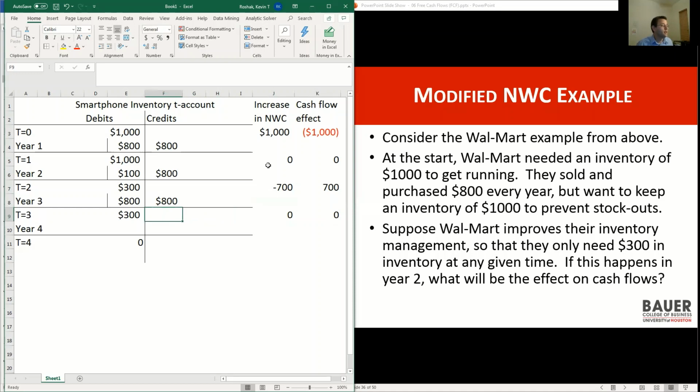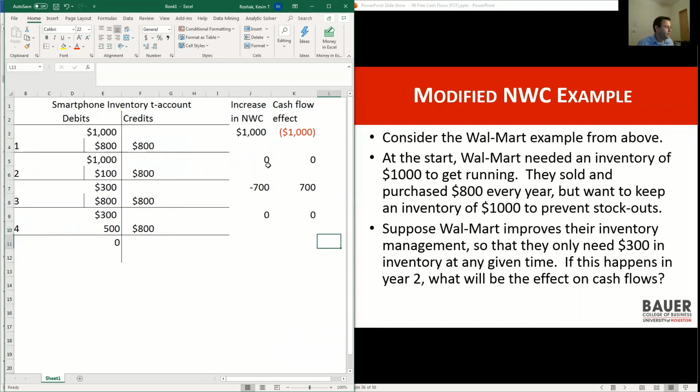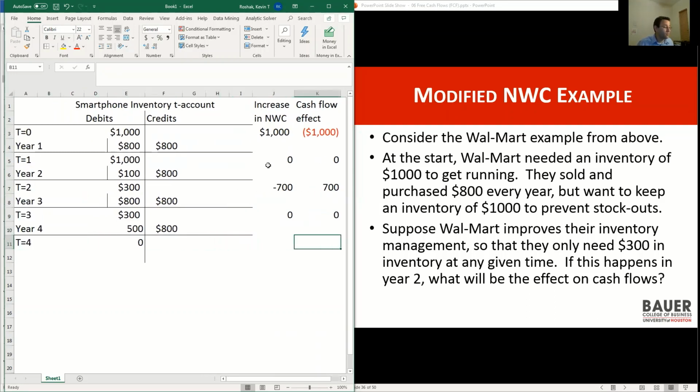Okay. And then finally, in year 4, they're still going to liquidate everything. So you have 300 to begin with, and you're just going to sell that 300. Or maybe you sell the 800 again. That means you had to put in $500 to end at 0. Okay, so they want to bring everything to 0. So if they're going to sell $800, then they have to put in at least $500 more. So what does that do to your net working capital? Well, you've reduced it by 300 now. Okay, so the cash flow effect is going to be a positive 300 at time 4.